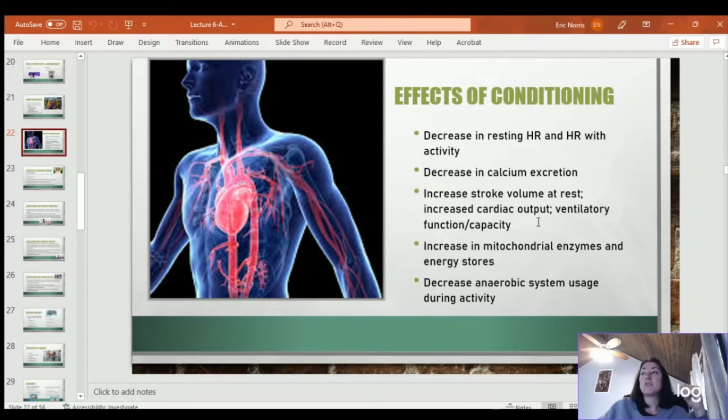in your ventilatory function and capacity, your ability for your body to take oxygen in and then diffuse oxygen across the tissues. And then an increase in your mitochondrial enzymes and your energy stores, and a decrease in anaerobic system usage during activity. So your body starts to kind of get used to doing the exercise and quickly snap you into the aerobic exercise more quickly.